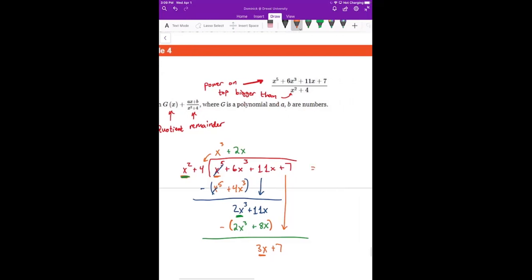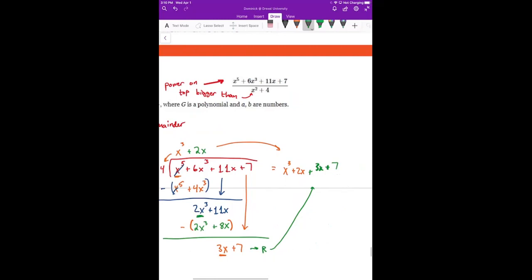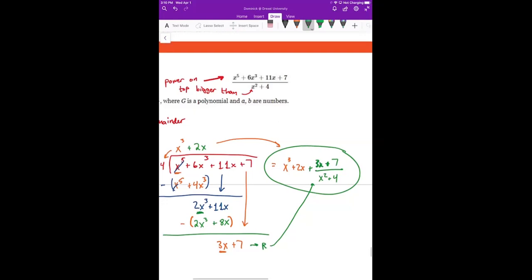Now we can say that our quotient is whatever's left up top here. So this is x to the third plus 2x. And then this is like my remainder. So I'm going to add that 3x plus 7 over what I was dividing by. So x squared plus 4. All right, and that's how we could perform the long division here. So whatever is sort of left over, you would write that above what your original divisor was. All right, so that's the idea.